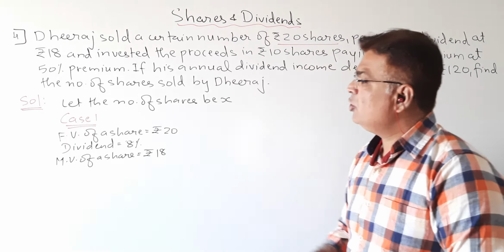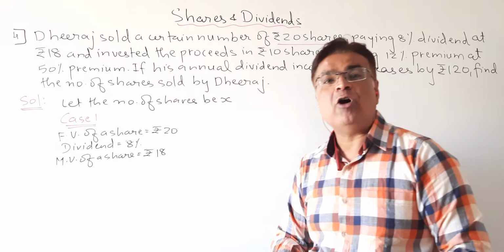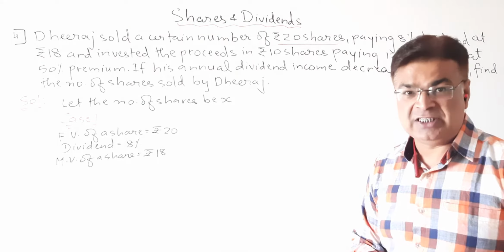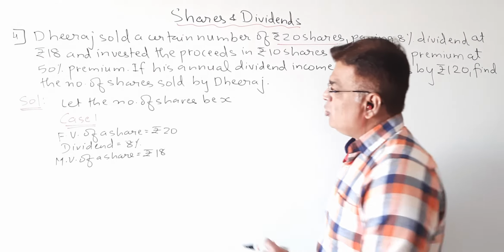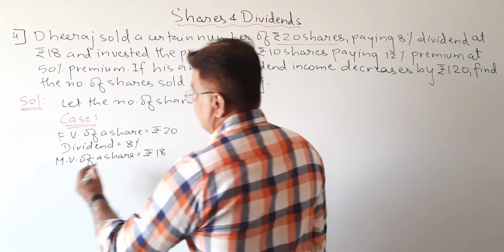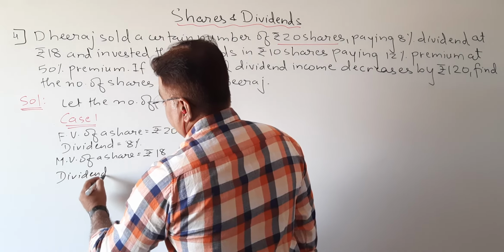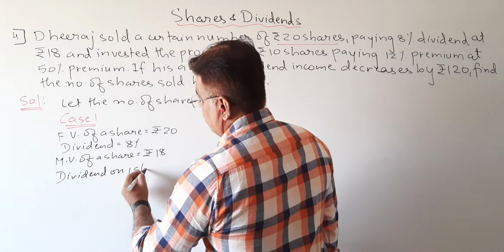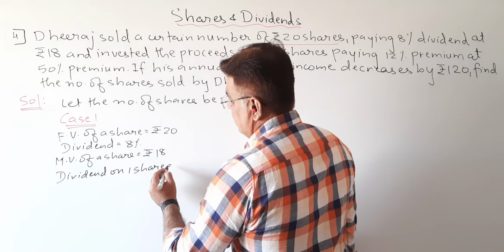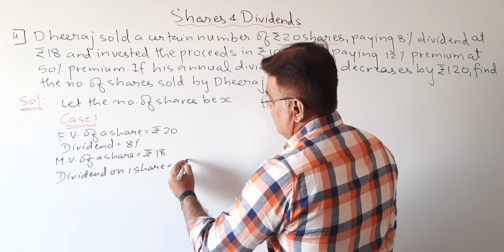Okay, students. Now, first of all, from the first part we have to find how much rupees he got. So let us see what is the dividend on one share. So the dividend on one share is 8% of 20.